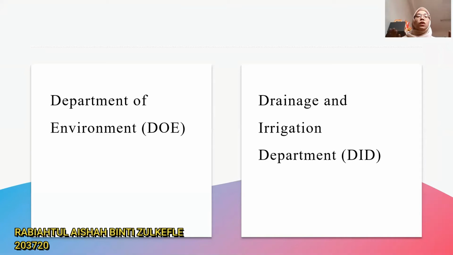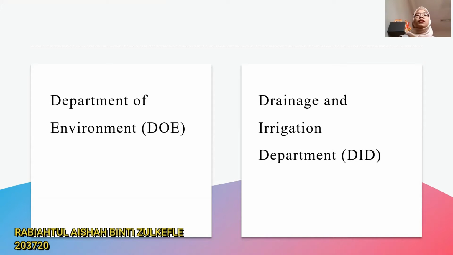DID's water resource management responsibilities include river basin and coastal zone management, water resource management and hydrology, special projects, flood management, and also environmentally friendly management.